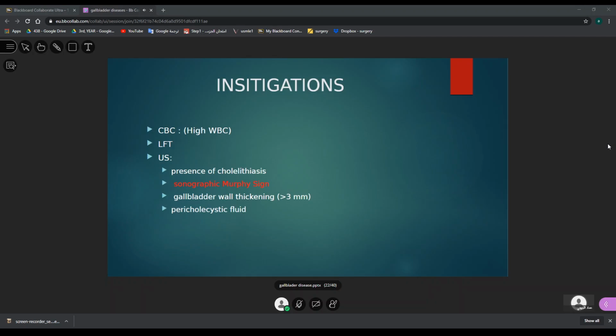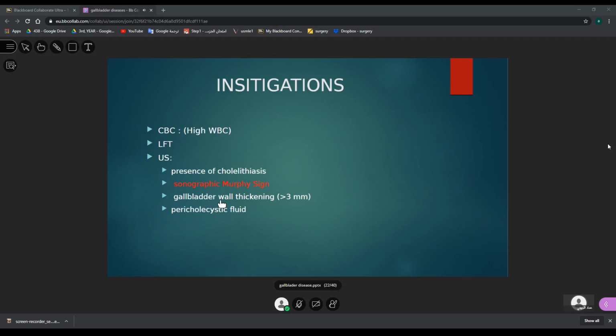Gallbladder wall thickening: the wall of the gallbladder will be more than 3 millimeters. Pericholecystic fluid is fluid around the gallbladder wall. So the gallbladder wall will be like a circle, and you will have fluid around it. This fluid is because of inflammation.